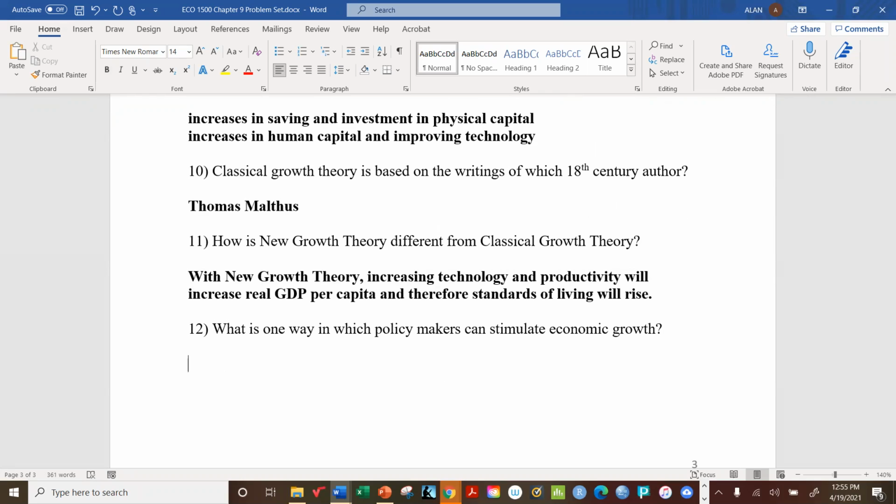Now, how can policymakers stimulate growth? This is coming back to Washington. Policymakers means the Congress, the president, and the Federal Reserve System, which we'll be talking about in Chapter 12. There are several things we can do. Creating incentives to innovate, save, work, and acquire new skills. And a lot of this can be done through the tax code.